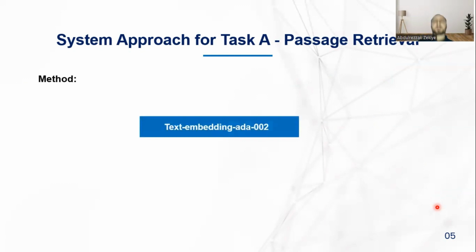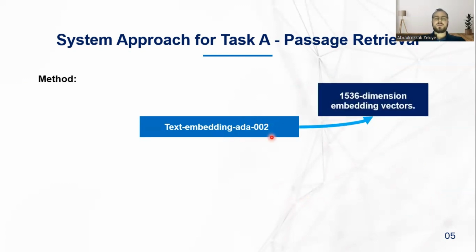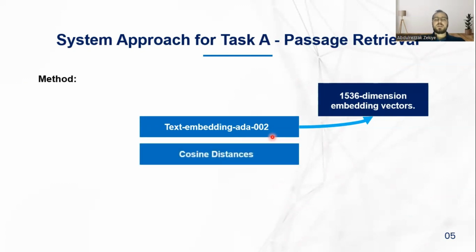What we have done for task A is the following. We wanted to test the embedding of OpenAI, which is text-embedding-ada-002. This embedding uses 1,536-dimension vectors to represent the text. And then we measure the cosine distance between the embedding of the question and the embeddings of all the passages that we have.